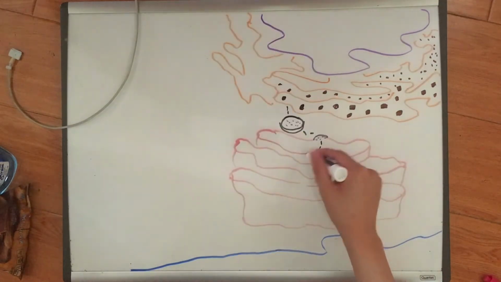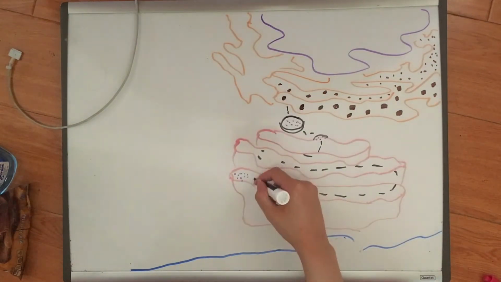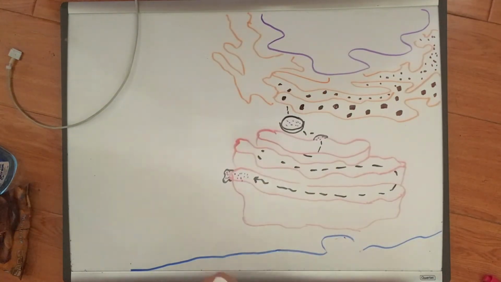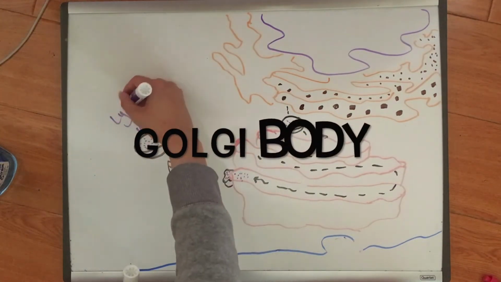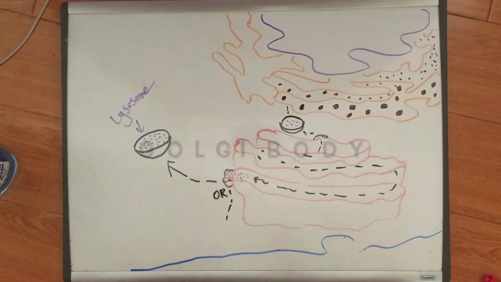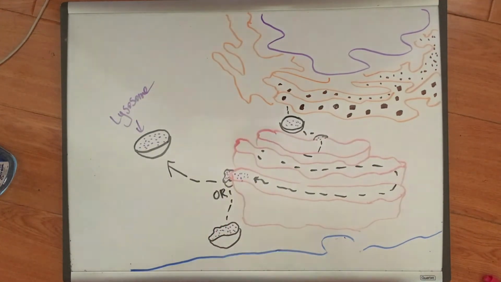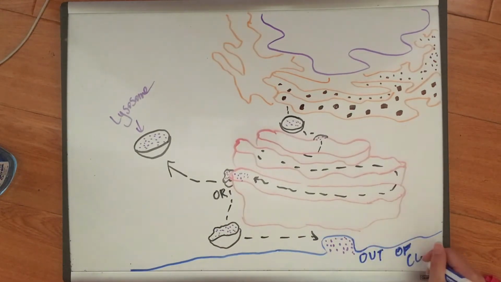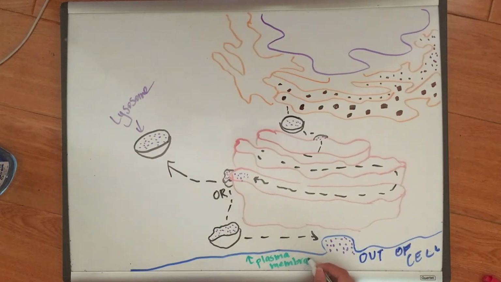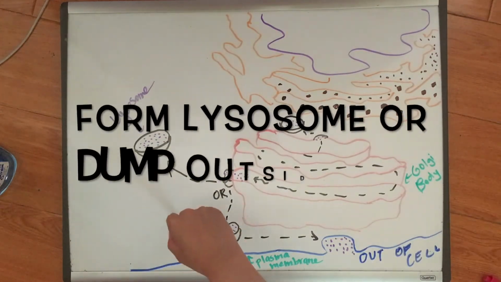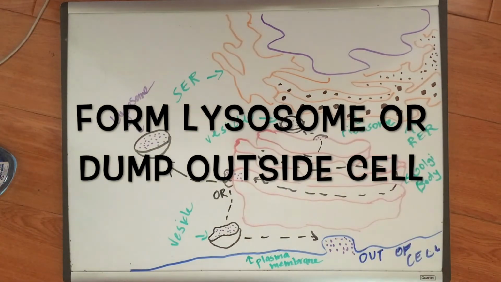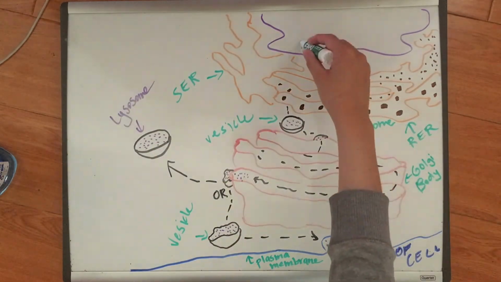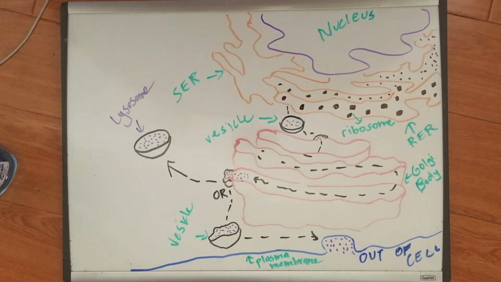In the rough endoplasmic reticulum, the proteins are modified, and once they are modified, they are formed inside a vesicle, and the vesicle moves towards the Golgi body and fuses with it, so the contents are dumped inside. Once the contents inside are further modified and packaged, two things can happen. The vesicle can form and turn into a lysosome, or a vesicle can form, move towards the plasma membrane, fuse with it, and dump its contents outside into the extracellular fluid.